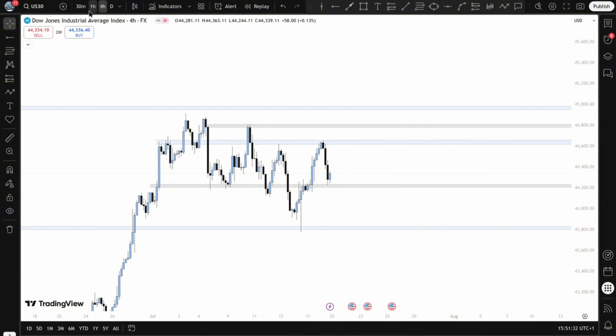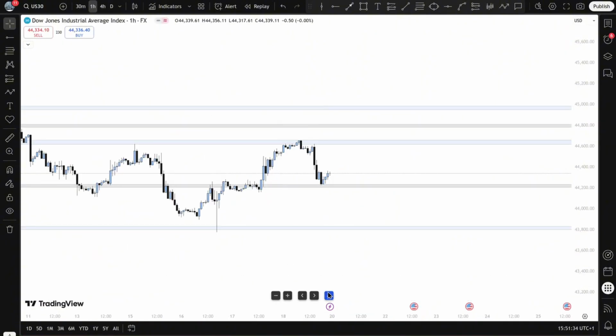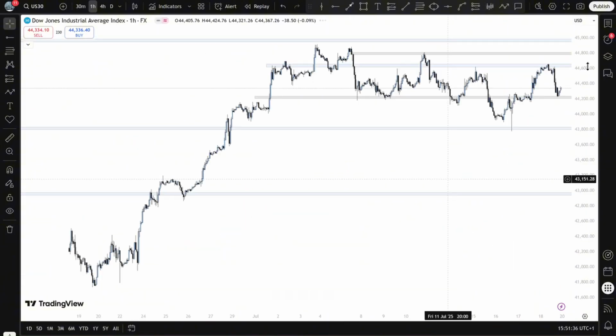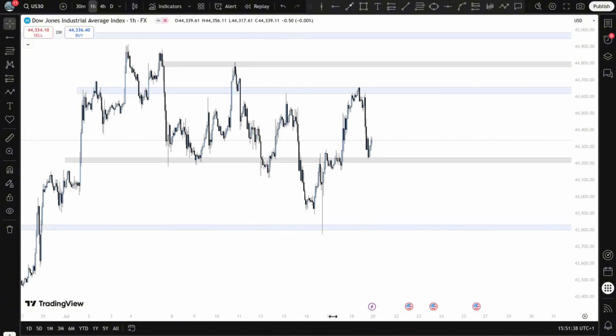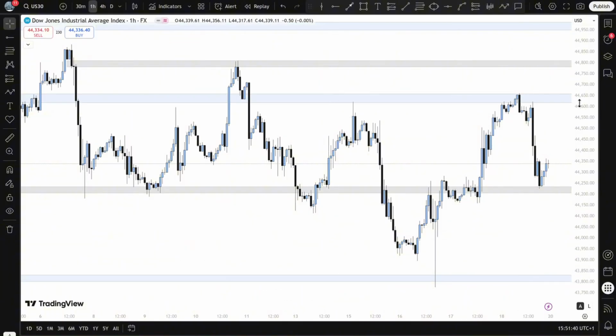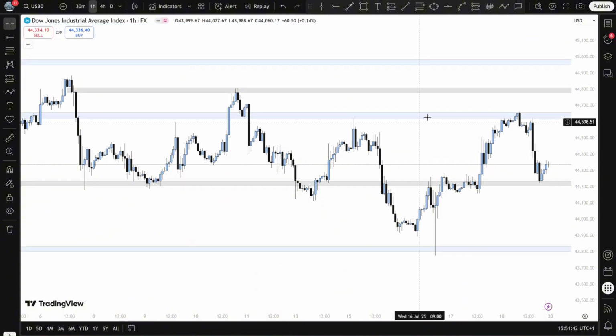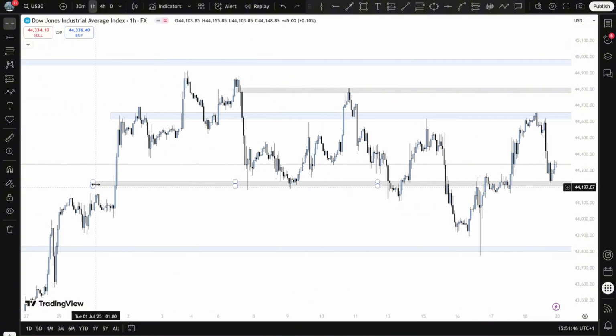So let's continue. Let's go to the 1 hour time frame real quick, which is our entry time frame, where we will be waiting for price to come and retest, where we will be waiting for price to come to our POI, all right?